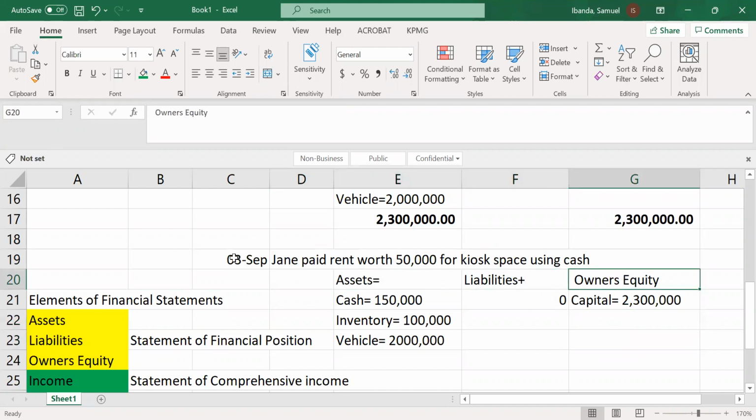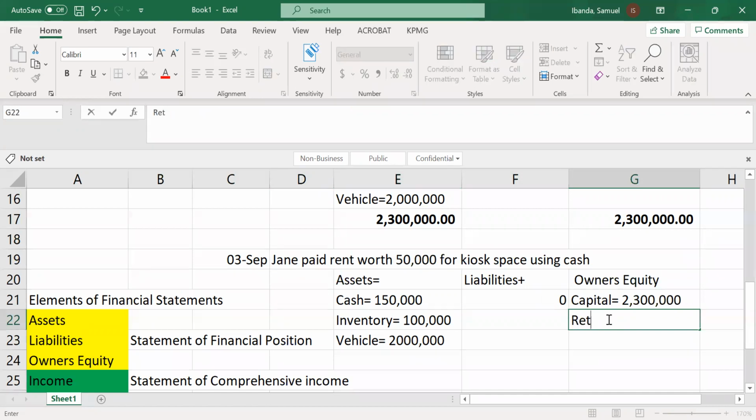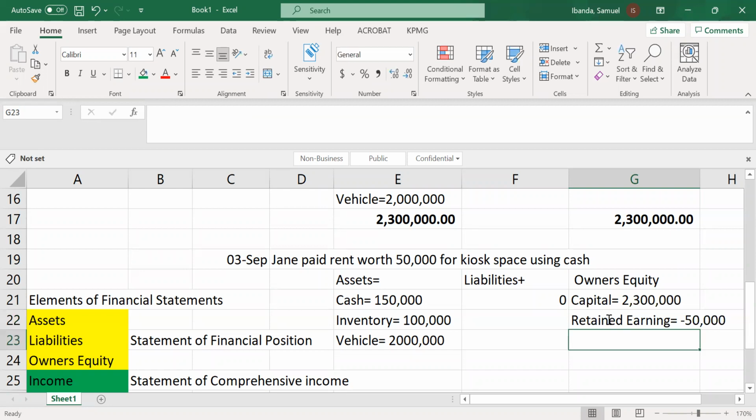So it means that this rent of 50,000, we are going to come here and say retained earnings, because that is the name that is in the balance sheet. And we're going to say equals minus 50,000. Retained earnings equals minus 50,000. That is what we are going to record.